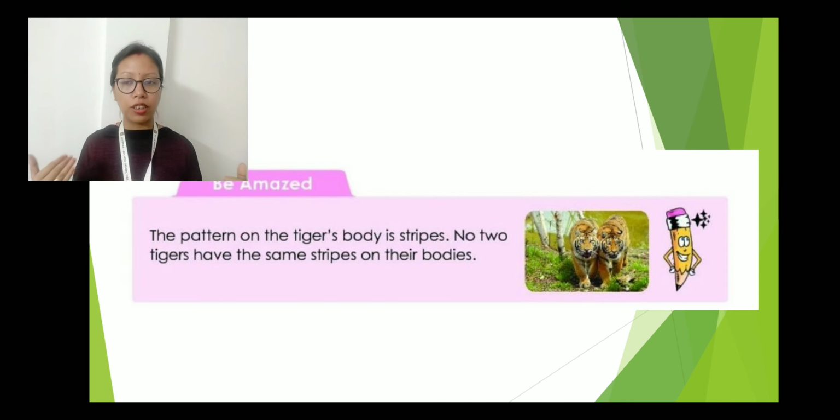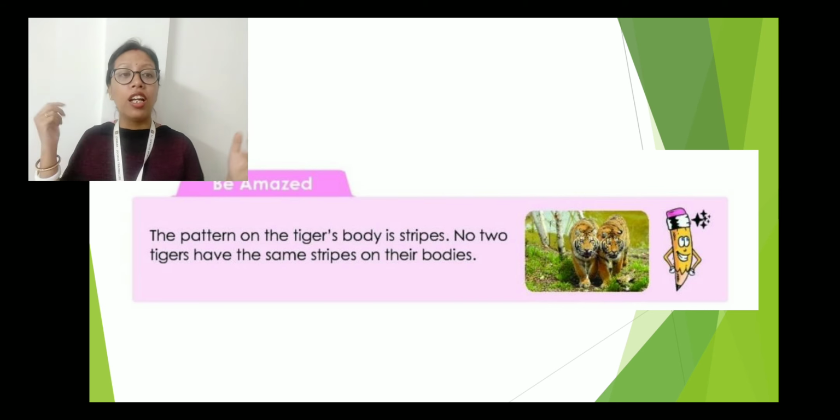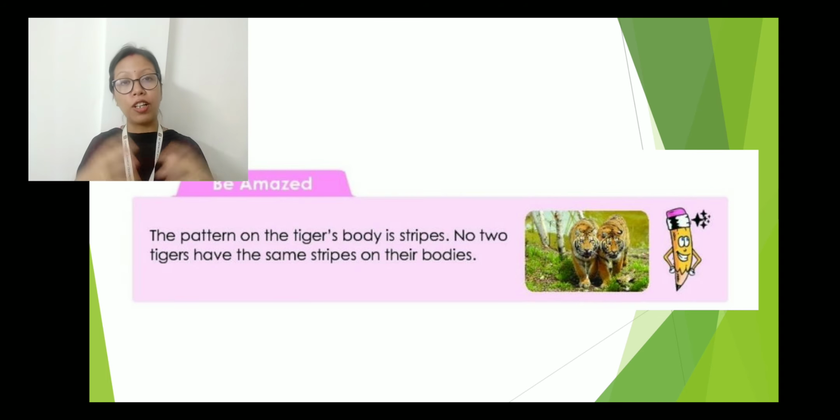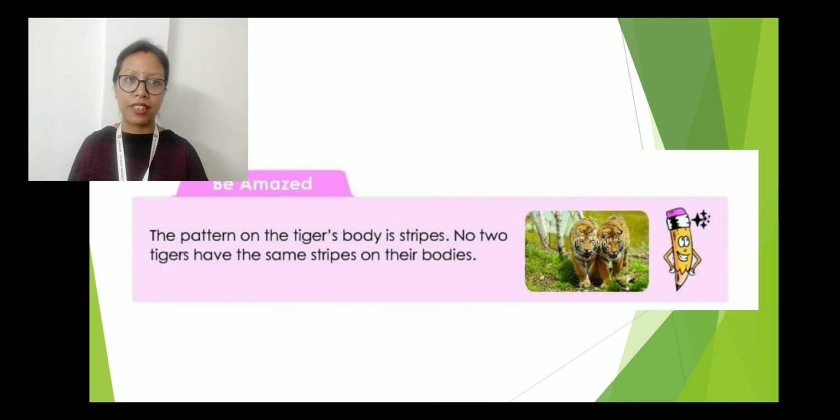Suppose as a human being, we have different faces, right? We can recognize. I am your EVS teacher, right? You can recognize me with my face. I can recognize the students by looking at your face. Okay, this is this student, that is that student, right? In the same way, the tigers also look the same, but because of their different stripes, they look different, and people can also recognize the tigers by their stripes.